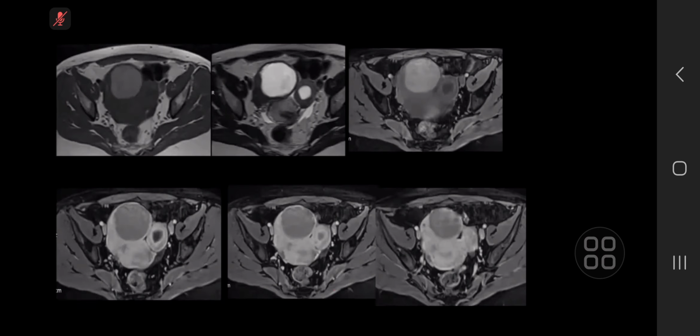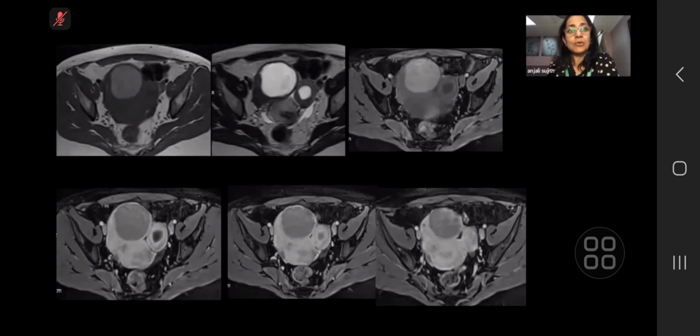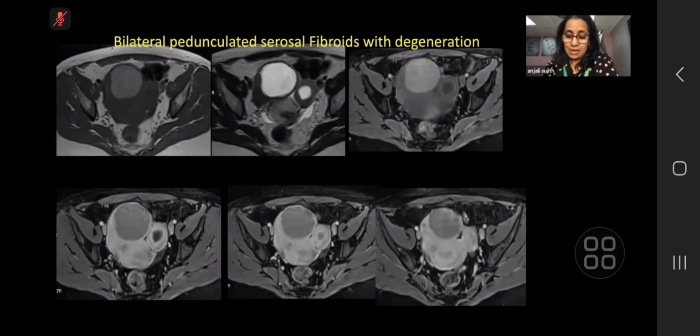So in the exam, it's less likely that you'll be shown a simple, straightforward case of a T2 low signal fibroid. You're more likely to be shown more complex cases, like with degeneration or with prolapse or with torsion, things like that. So I'm going to show you a PACS case.